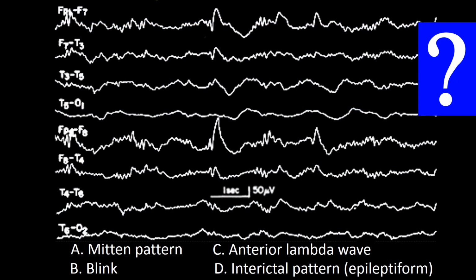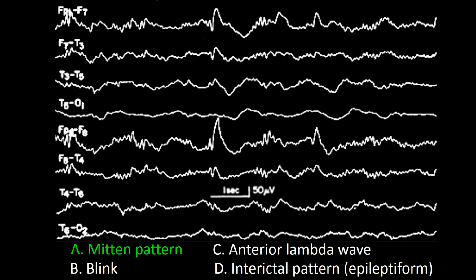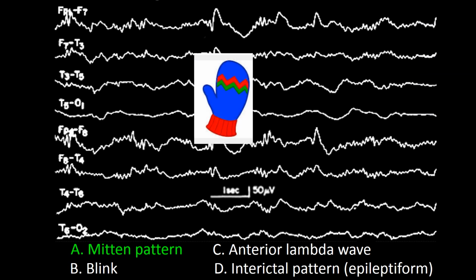Next question. Please take a look at this frame and choose the best possible answer. A. Mitten pattern. B. Blink. C. Anterior lambda wave. D. Interictal epileptiform pattern. The answer is A. In this frame, I have added the picture of a mitten to show you the similarities. The thumb is the thin wave. The area of the fingers of the mitten is the large wave.